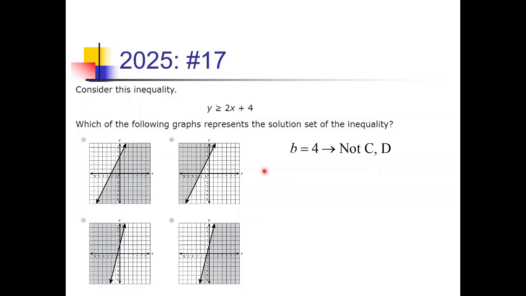Another easy thing I can look at to see which one is which is the inequality. Since this is greater than, that means we should be shading above. So the only graph between these two where I'm shading over the line is going to be choice B. Choice A we're shading under. So choice B it is.